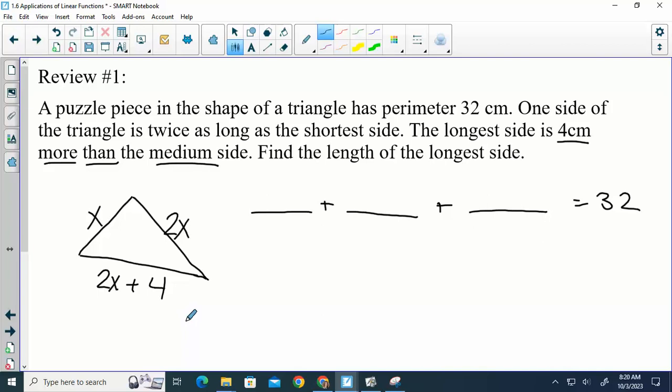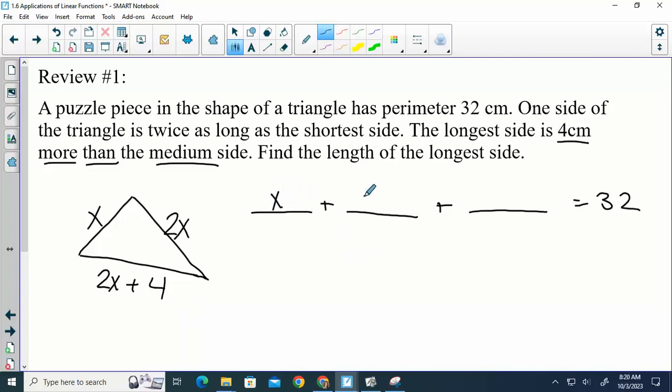So if you did not draw a picture, then you have to tell me in words that x is the length of the shortest side, and define your variables that way. And you'd have to tell me the medium side is 2x and the longest side is 2x plus 4. If you just jump straight to writing your equation, you would lose a lot of points there.